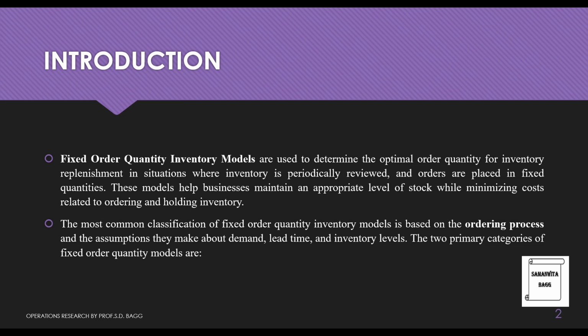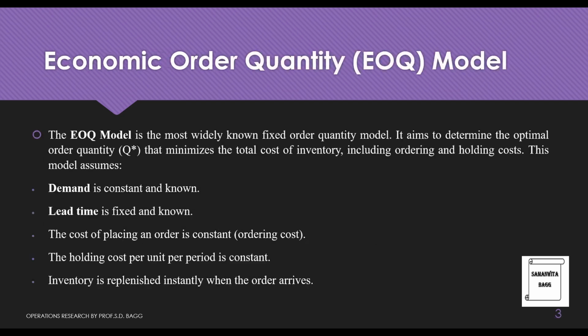The two primary categories of fixed order quantity models are: the first one is the economic order quantity, EOQ, model. The EOQ model is the most widely known fixed order quantity model. It aims to determine the optimal order quantity Q star that minimizes the total cost of inventory, including ordering and holding costs. This model assumes, so there are a few assumptions over here.